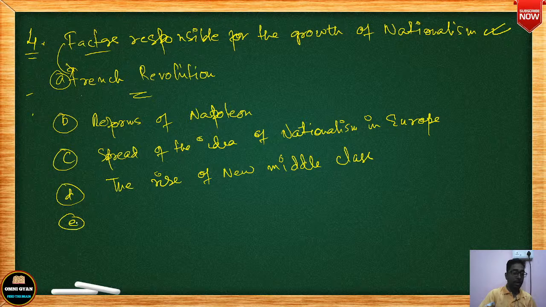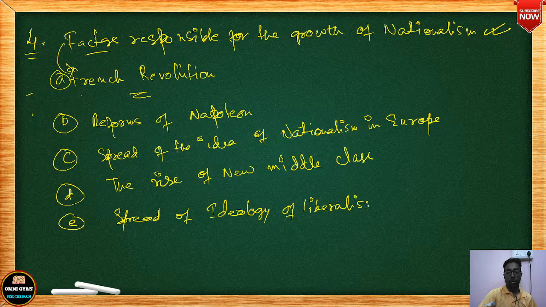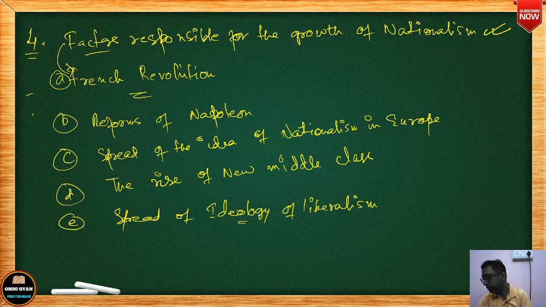Number 5 or number E, spread of ideology of liberalism. Ideology means the basic idea behind liberalism, how liberalism was originated, why it was originated, what was the basic idea of liberalism. What was the basic idea of liberalism, why did it start to spread, what was the need for it to spread? Why was it necessary for liberalism to be spread? So what is the basic idea behind that liberalism? Okay, so ideology of liberalism.